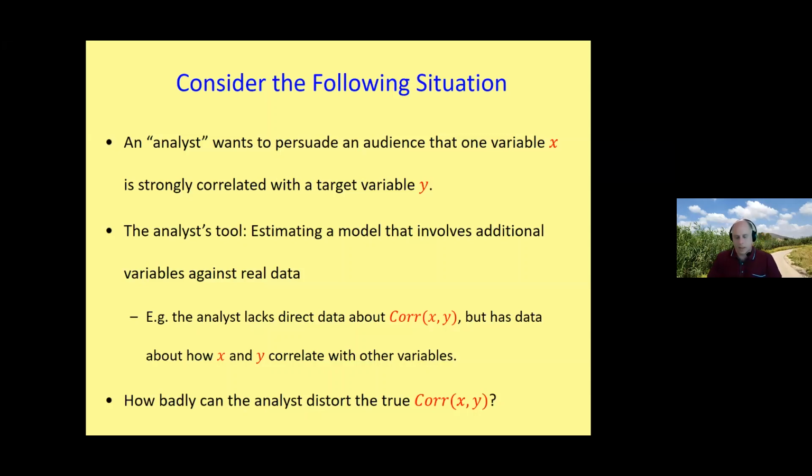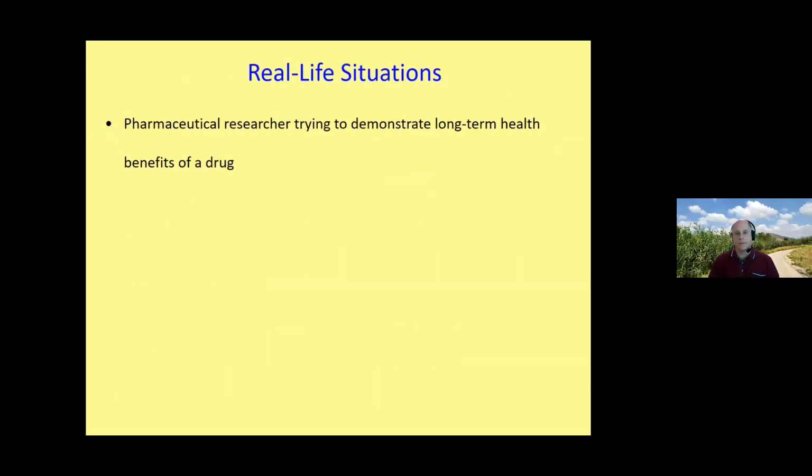The question, basically, is how badly can the analyst distort the true correlation? In other words, how much can you cheat about correlations with a misspecified model? A few real-life situations that we have in mind: for example, a pharmaceutical researcher is trying to demonstrate the long-term health benefits of a drug. It could be hard to come by data about the long-term benefits of the drug, so you need to use something like a surrogate marker, or you may want to argue that you could use one. Imagine a scientist who once upon a time claimed that X is a good predictor of Y.